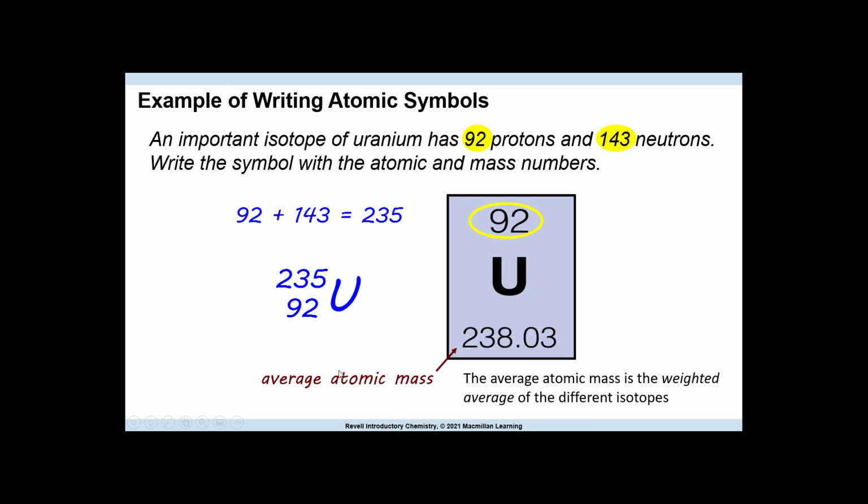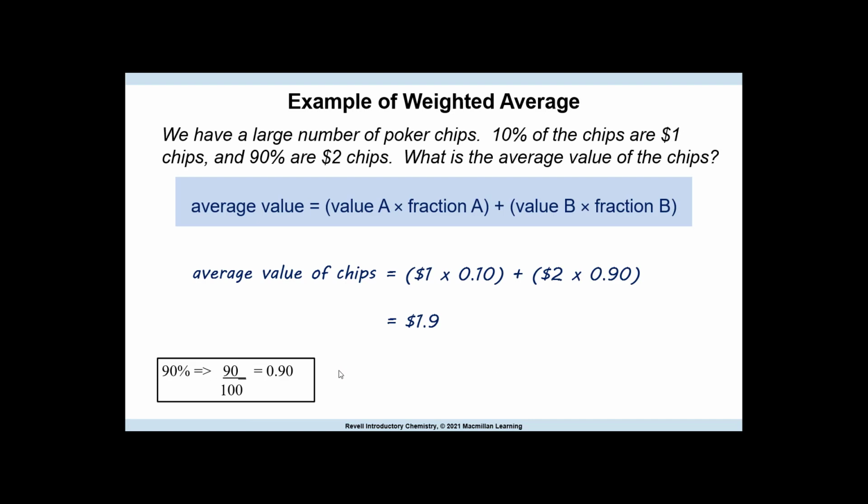All right, so let's get started so I can show you. How do we know how to look at the mass number on the periodic table and know the percentage? Here's an example of a weighted average. So how do they take a weighted average and find the mass? Well, we're going to use an example of poker chips. Let's say you have a big pile of poker chips and you want to take the average of these poker chips.